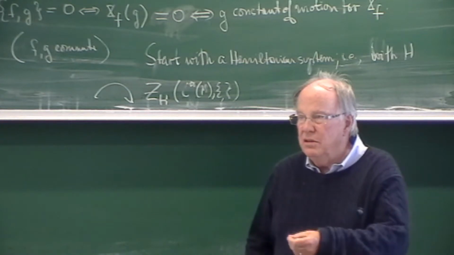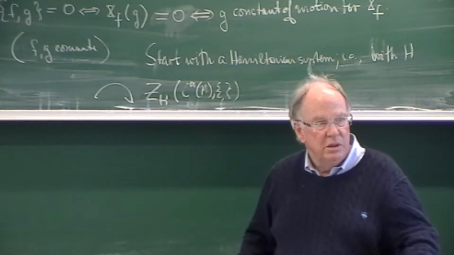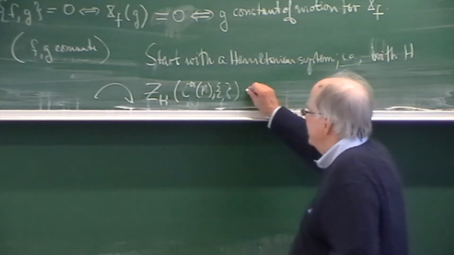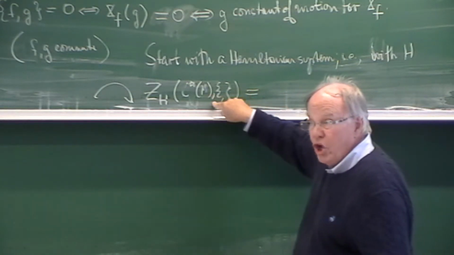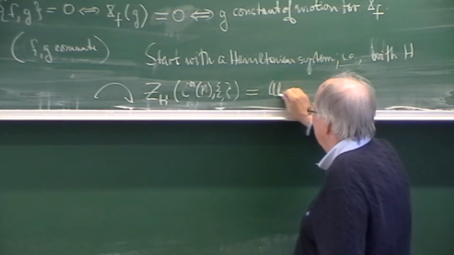Some people write C for English, but I always write Z. It means everything that commutes with H. Yeah? These are the constants of motion. These are all of them. These are all constants of motion for H. So this is the space of all constants of motion of H.